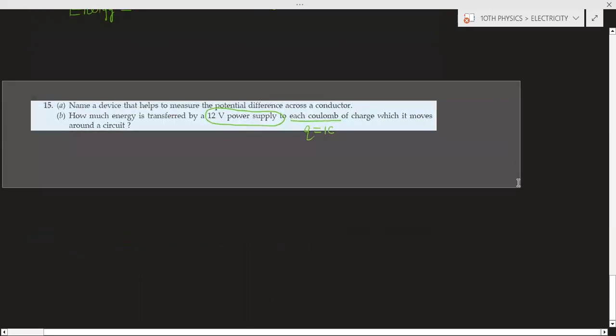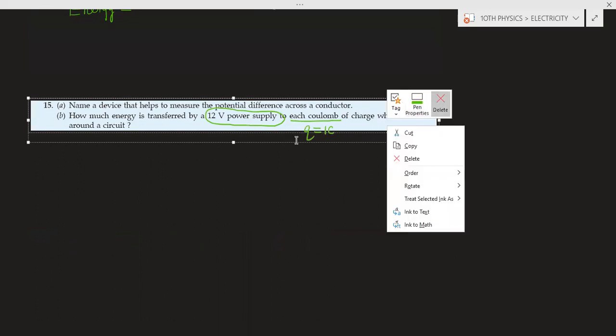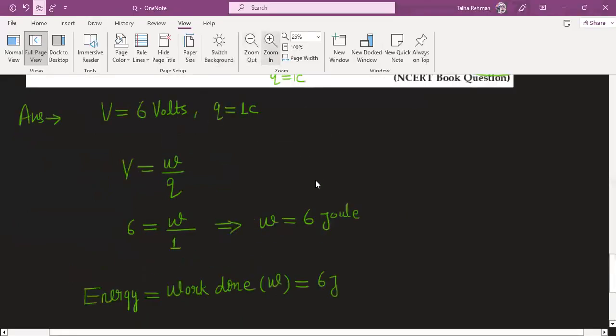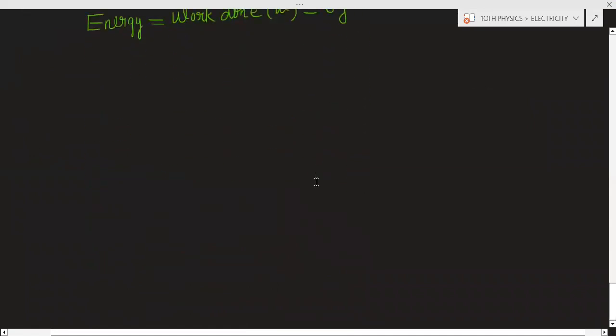So there is no requirement of noting down this question because you can do it the same as the previous question. Now we will discuss the electric current. Before the electric current, I want to tell you something.